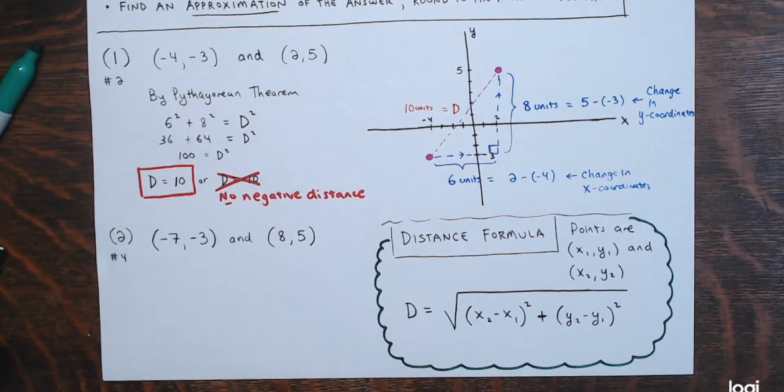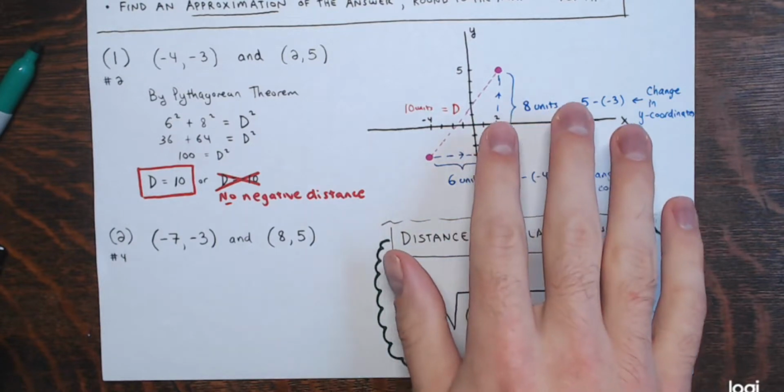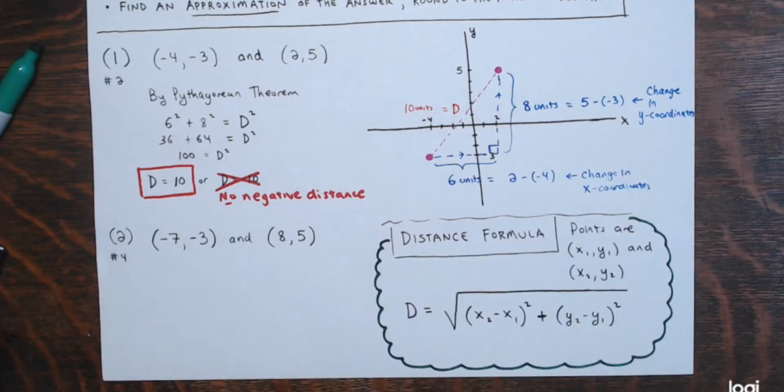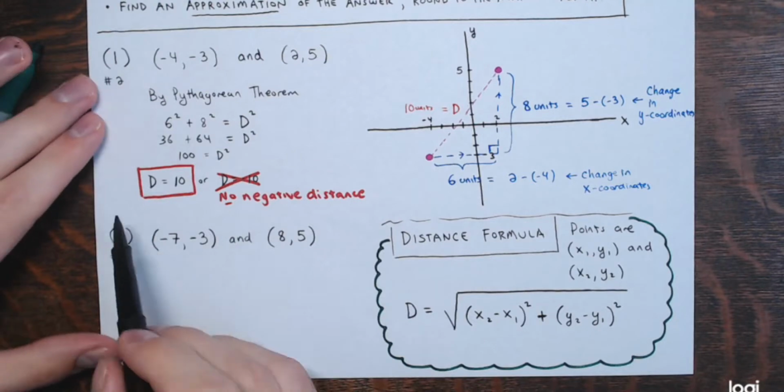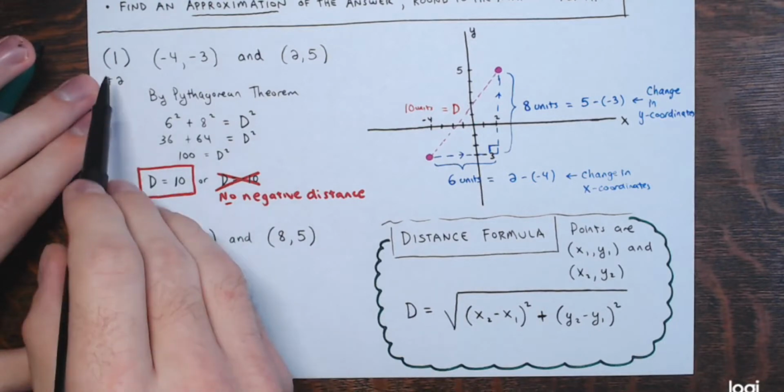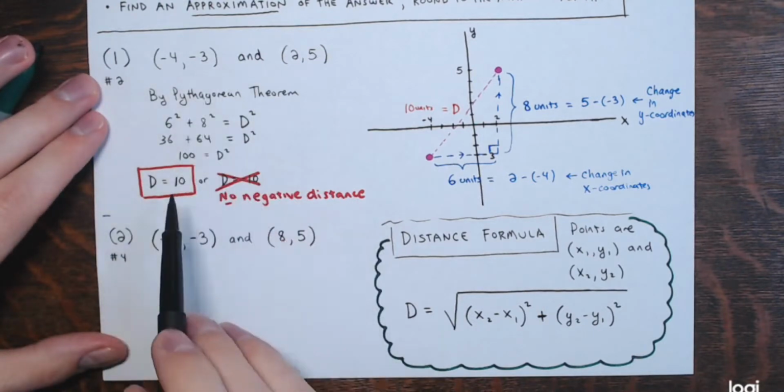Right. So I'm only going to draw a picture for the first one. You can draw pictures if you want of right triangles for the rest of them, but now that I have the formula established, I do not need to draw pictures to find the distance between 2 points. Alright, so number 1, the distance is 10 units.